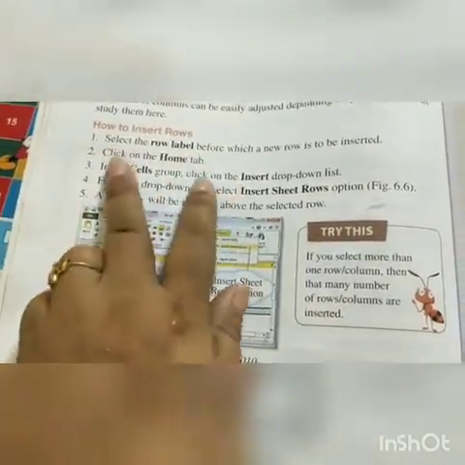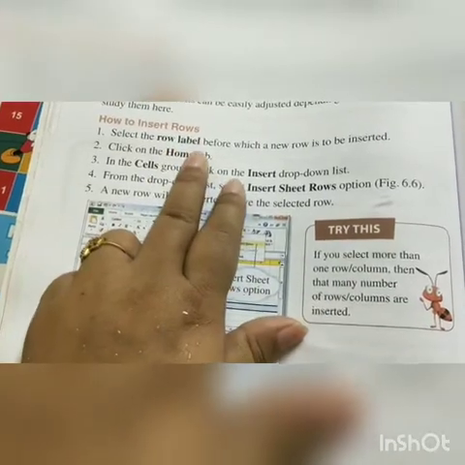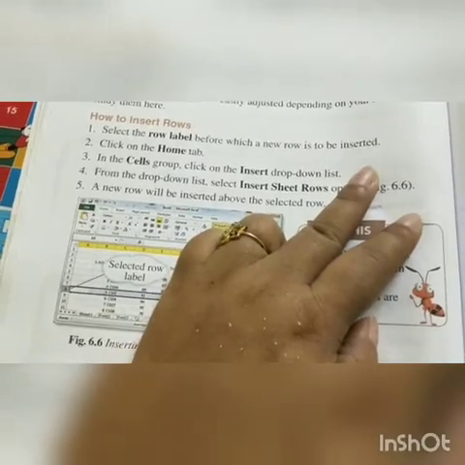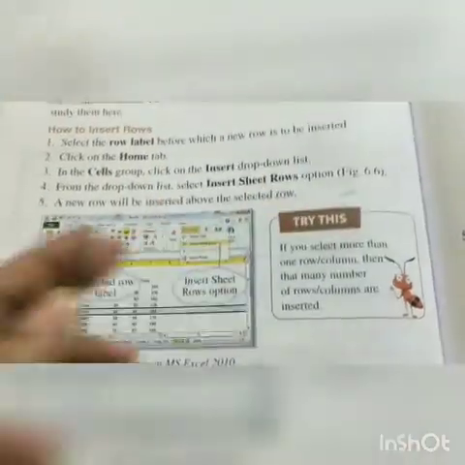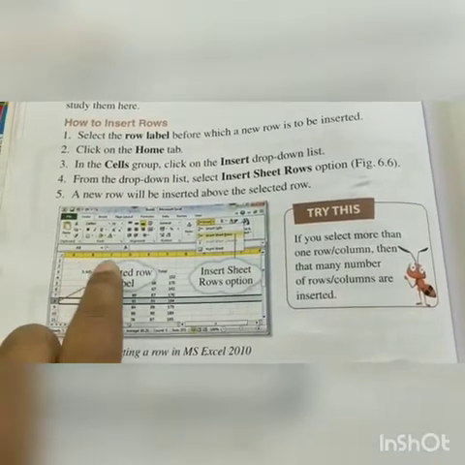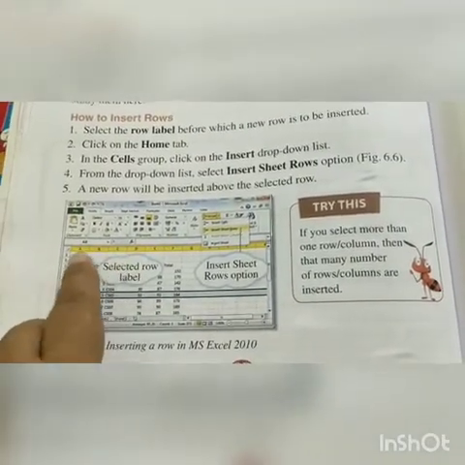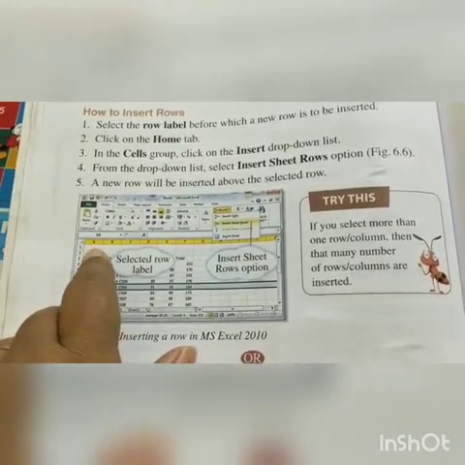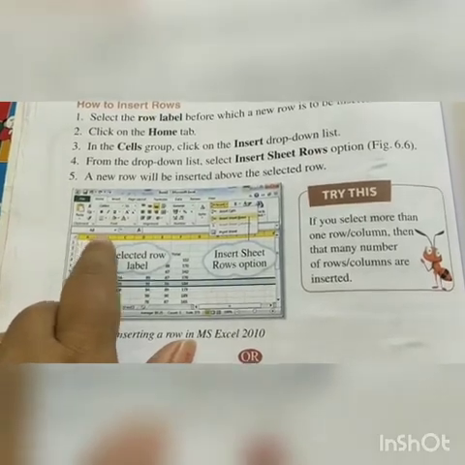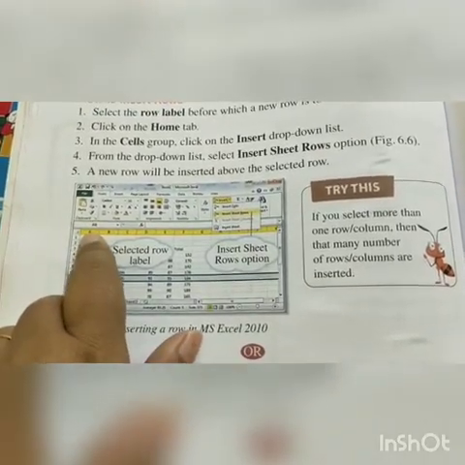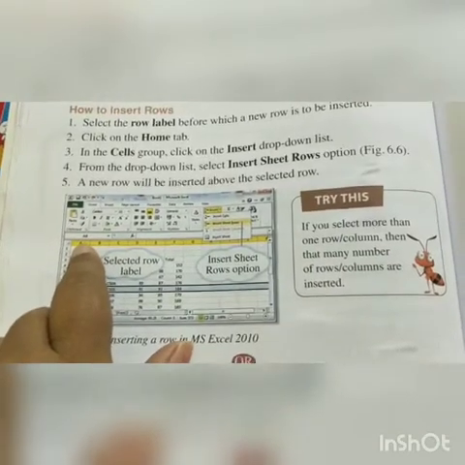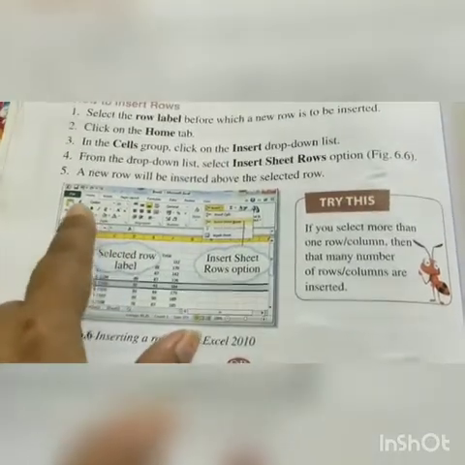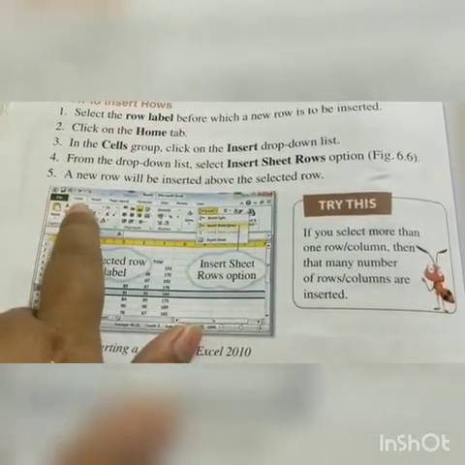How to insert rows? Select the row label before which a new row is to be inserted. So you have to select the row label before. Suppose this row you want to change, so you have to select this one. Okay, yellow one. First, suppose this one you want to select, then this row label, you have to click here. Okay, click on the Home tab. After that, which tab will you click? Home tab.